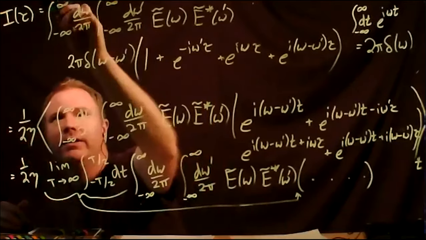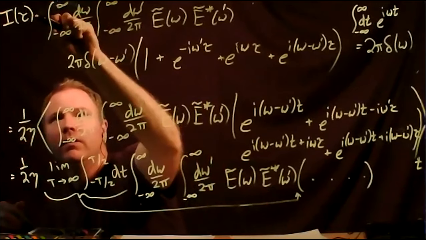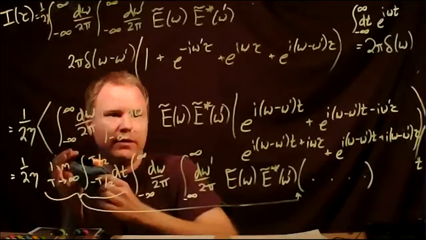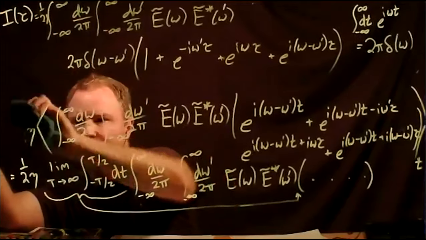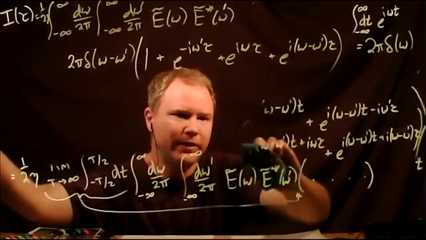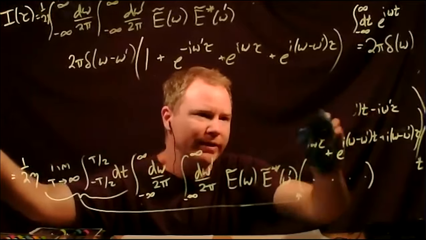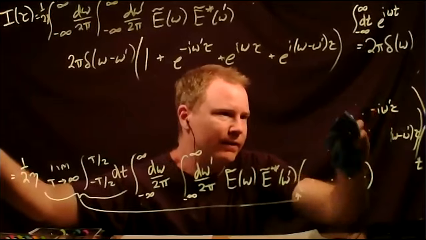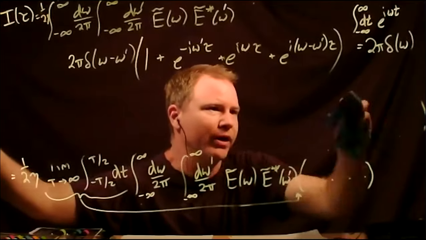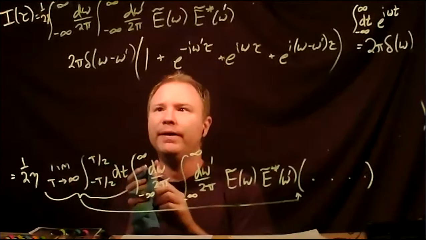Oh, and I forgot the 1 over 2 eta here. So let me do that. And then we're one line away from being done. And then we'll talk about the interpretation a little bit.